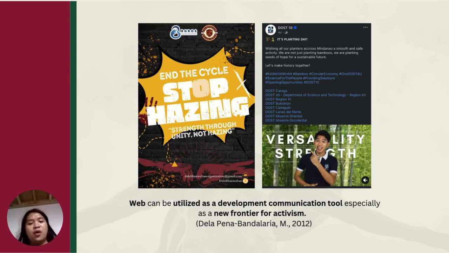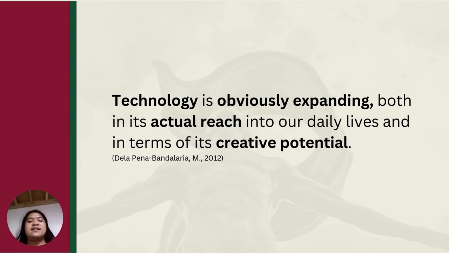The next slide states that the web can be utilized as a development communication tool, especially as a new frontier for activism. On the posts here, or the screenshots of the posts I have taken from the internet, you're going to see the End the Cycle or Stop Hazing campaign, and then the call for volunteers for bamboo planting. So you will be able to see that it is really true that the web can be used as a frontier for development communication.